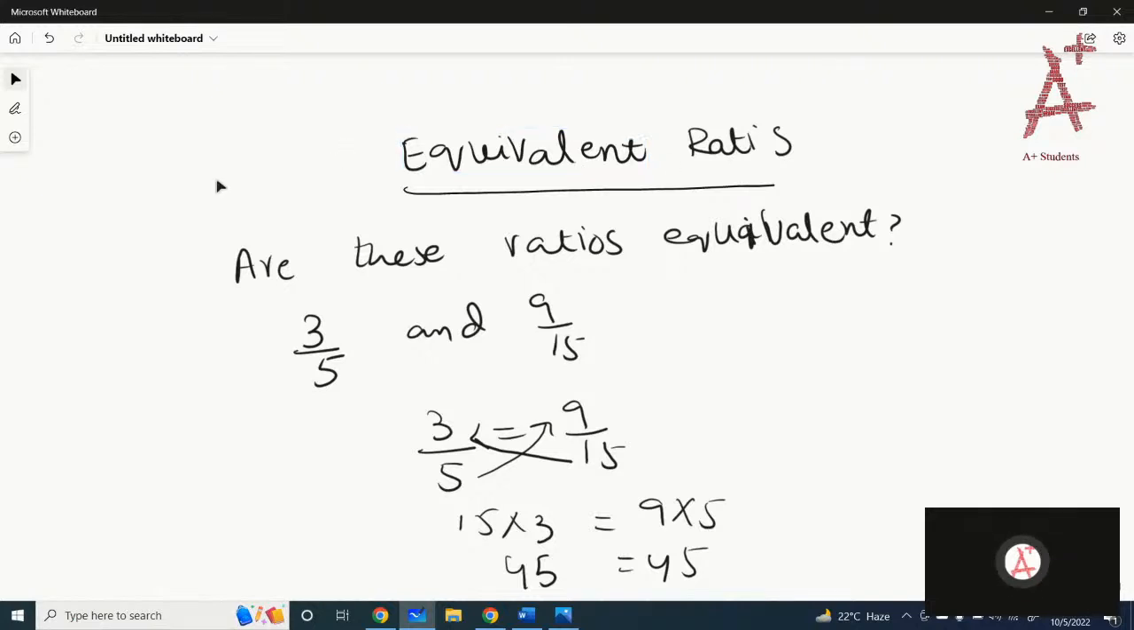Okay, let's just do another question, that is, are these ratios equivalent? And the ratios are 1 to 3 and 5 to 15. So basically you have to compare two of the ratios. When you have to compare the ratios, what you have to do is just cross multiply their numerators and denominators. Multiply this denominator by the numerator of this fraction, and multiply this denominator by this one.